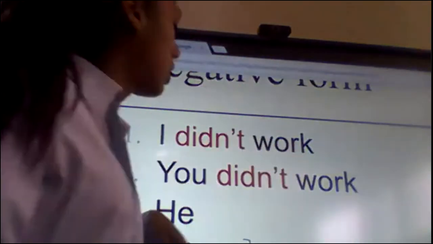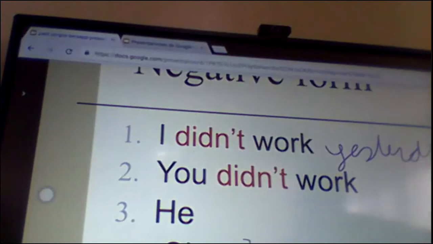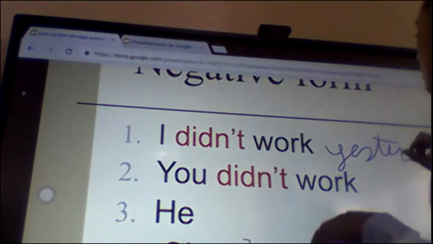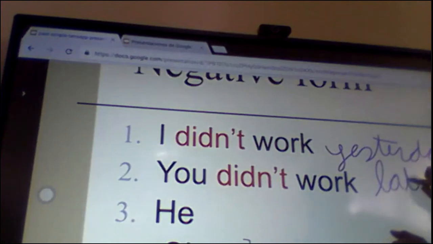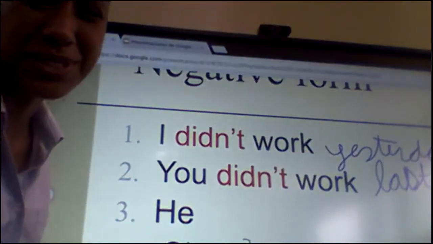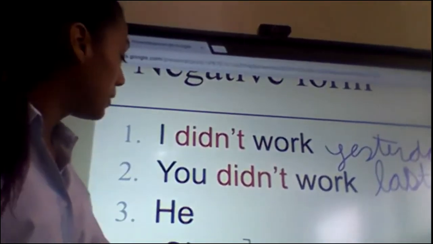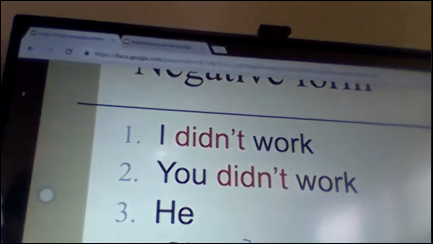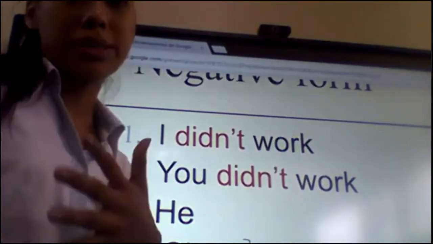I didn't work yesterday. I didn't work yesterday, or you didn't work last night. Okay, I'm terrible at writing this stuff. Sorry for that. It's with my finger and it's a mess. But that's the thing. Include those expressions of time so you can identify better what's the past tense.